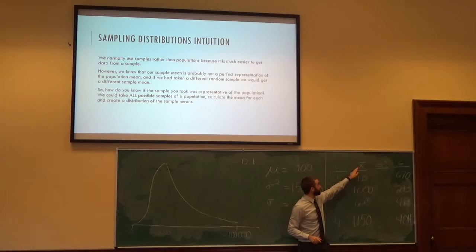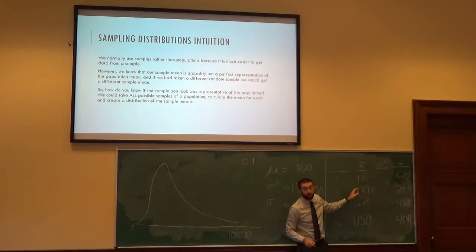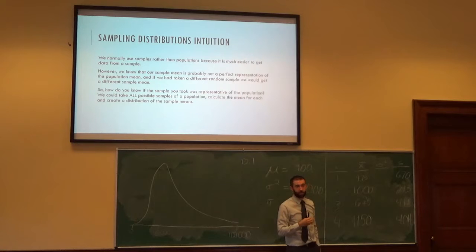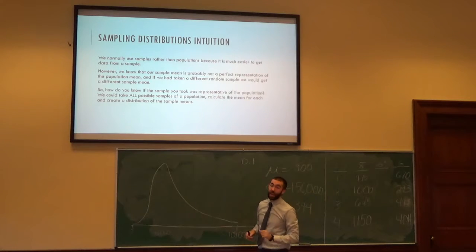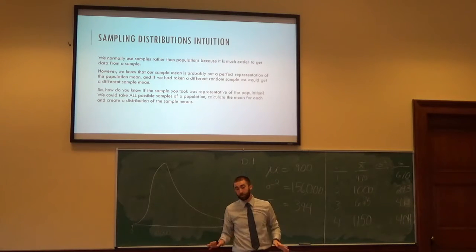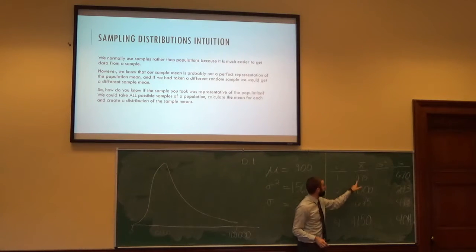I was alluding to this earlier, right? I was saying that the sample mean is itself a random variable. It's a variable, it can take different values. It takes different values every time you go and collect the sample. You get a different sample mean. So the sample mean itself is a random variable. That means it has a distribution. There's some probability of getting this sample mean.